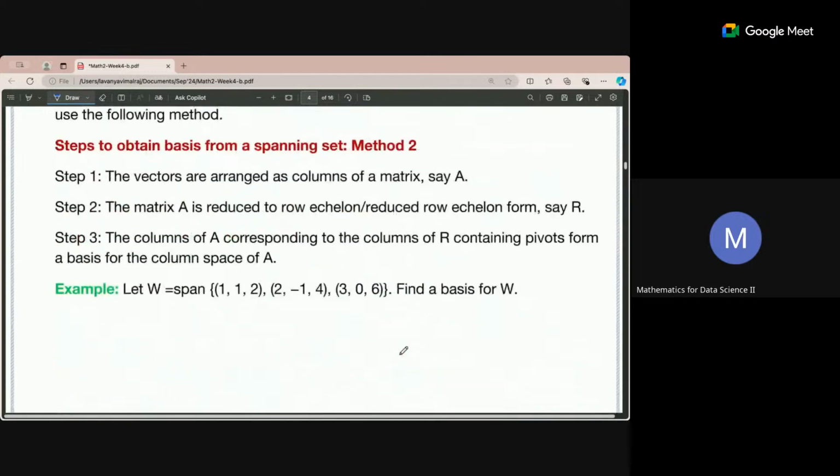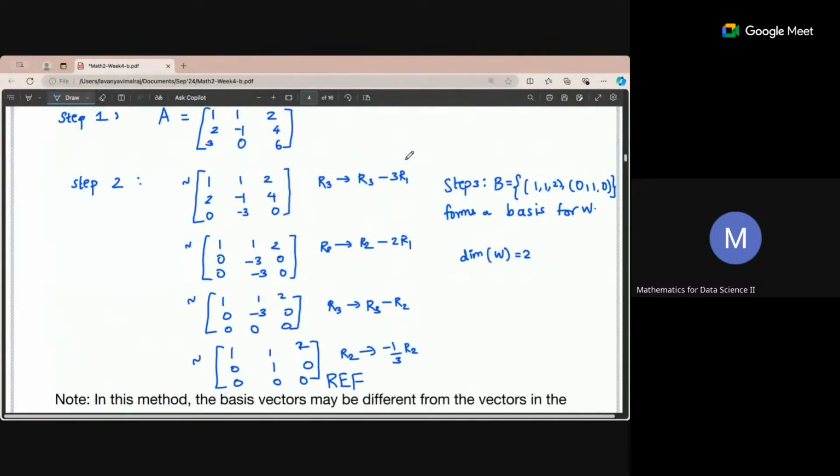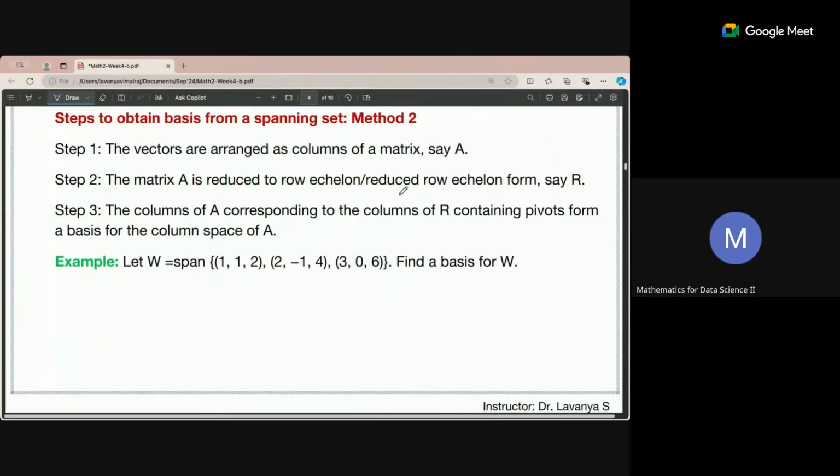So we have method 2, which is much preferable. Almost the same steps we are going to do, but we are getting vectors from the same set. So let's better do method 2. It's not wrong if you do method 1. The only thing is that if you want vectors from the spanning set itself, then we are going to use method 2. It's very similar, except that here we are going to consider the vectors as columns.